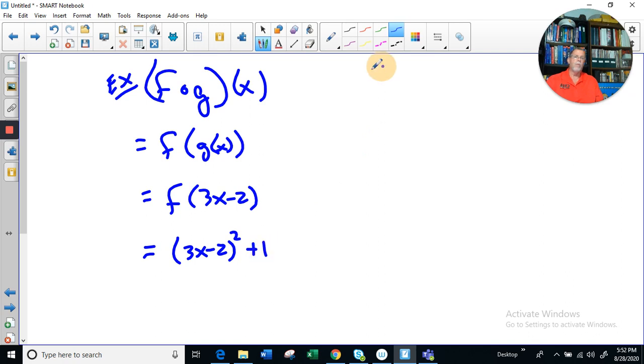Right? Because remember, if you don't want to go back, f of x was equal to x squared plus 1. G of x was equal to 3x minus 2. So you see where I'm getting this. We use g of x, that's this. We plugged it in for x as 3x minus 2, and then we use that to go into f. So we squared it and add 1.